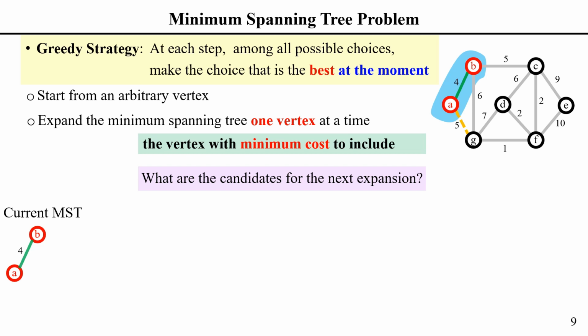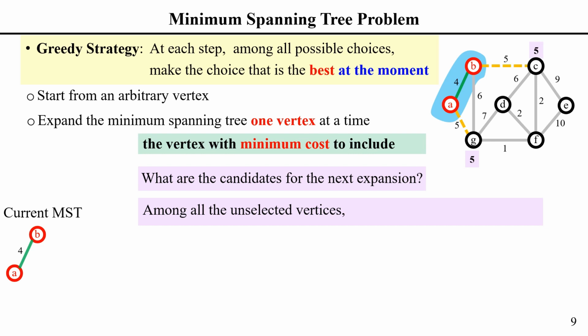That's right, but in principle, D, E, F are also the candidates because they are all outside the current minimum spanning tree. So among these 5 candidates, let's figure out their cost one by one. Vertex G could be included through the edge AG with a cost of 5 or through the edge BG with a cost of 6. So what's its cost? 5 or 6? It's 5 because we prefer lower cost. Alright, so its cost is 5, but that doesn't mean we add the edge AG to the current minimum spanning tree now because we still need to compare it with other candidates and see who wins.